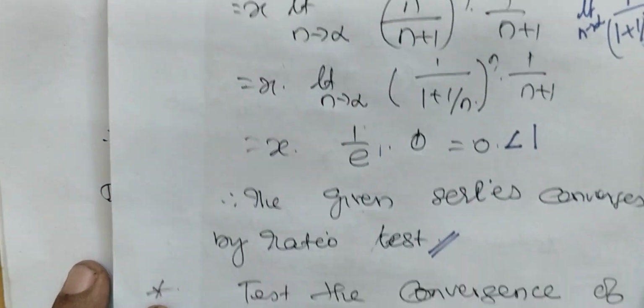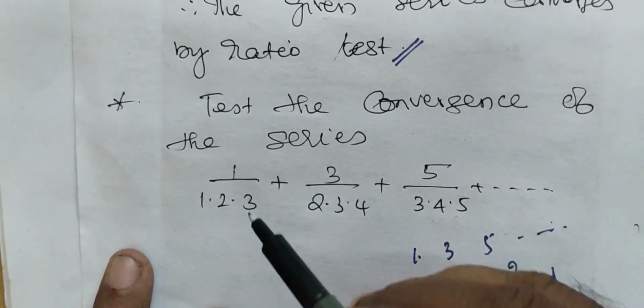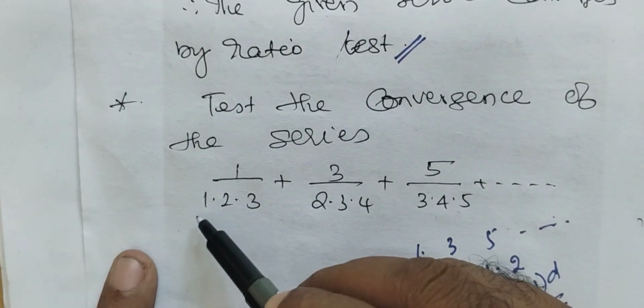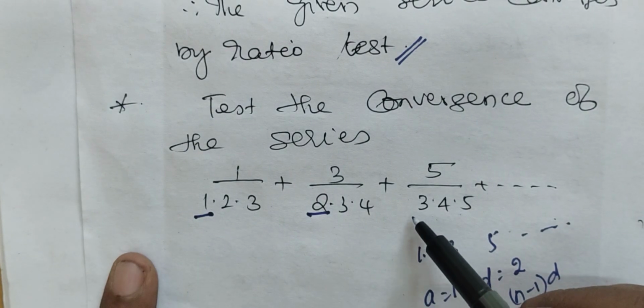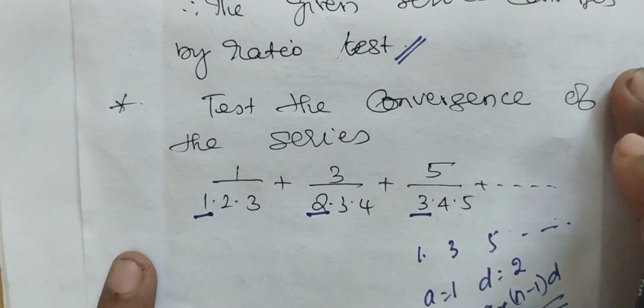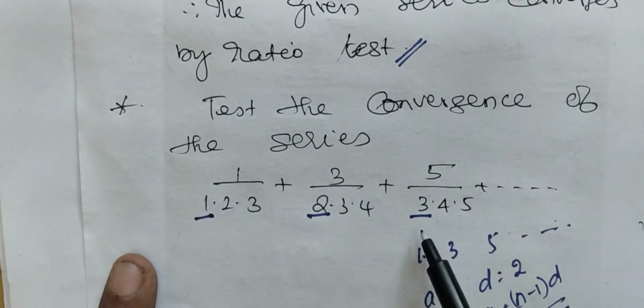Now what about the denominator? The denominator you take this way. The first term is 1. Here the first term is 1. So we take 1, 2, 3, etc.